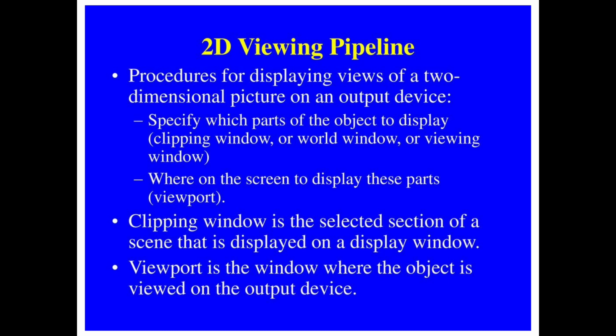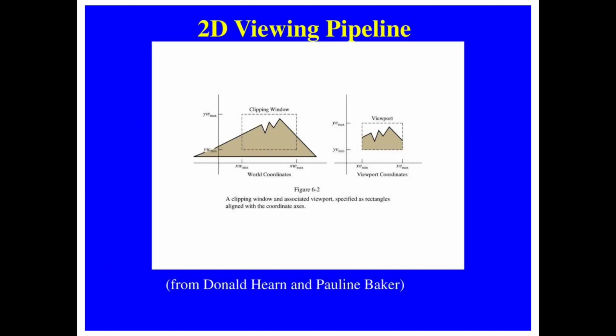Procedures for displaying views of two-dimensional pictures on the output device specify which parts of the object to display, that is the clipping window, or the world window, or viewing window, and where on the screen to display these parts, which is the viewport. The clipping window is the selected section of the scene that is displayed on the display window. Viewport is the window where the object is viewed on the output device.